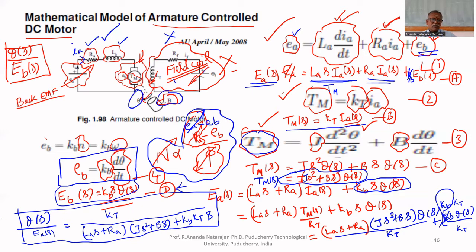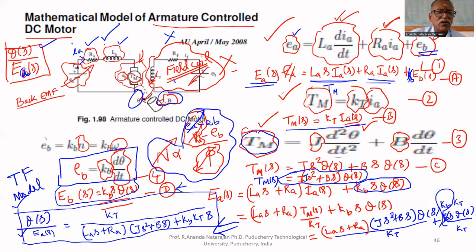So if you find theta of S upon EA of S, why do we have to find this? Because theta is the output, and applied voltage is EA of S. If you find that from this relation, KT in the denominator becomes the numerator: KT upon (LA S plus RA) multiplied by (J S square plus B S) plus KB KT S. That's all. This is the transfer function model of armature controlled DC motor.